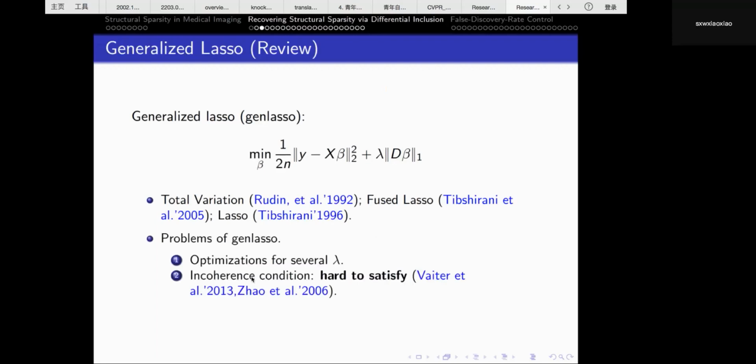There are mainly two problems with the generalized Lasso. The first one is the computational issue: one has to run several lambda for optimization in order to obtain the whole solution path, and this is computationally expensive. And also the key problem is the incoherence condition, which is also called the irrepresentable condition. It is hard to satisfy because of the multicollinearity problem in the high dimensional scenario.